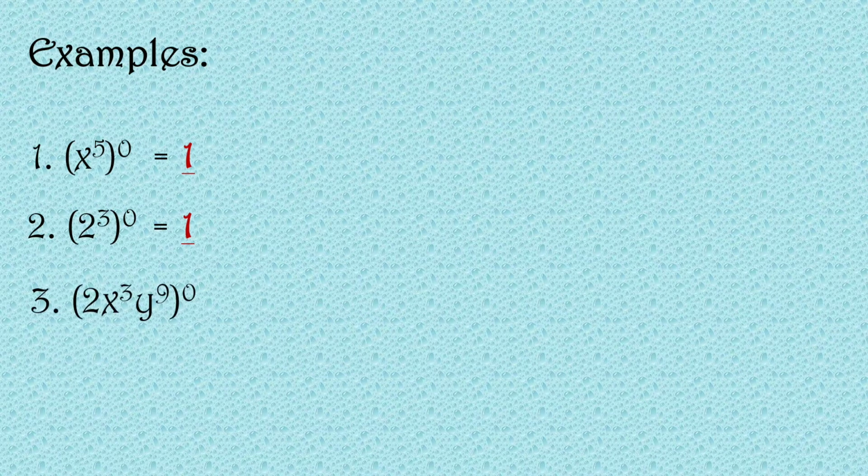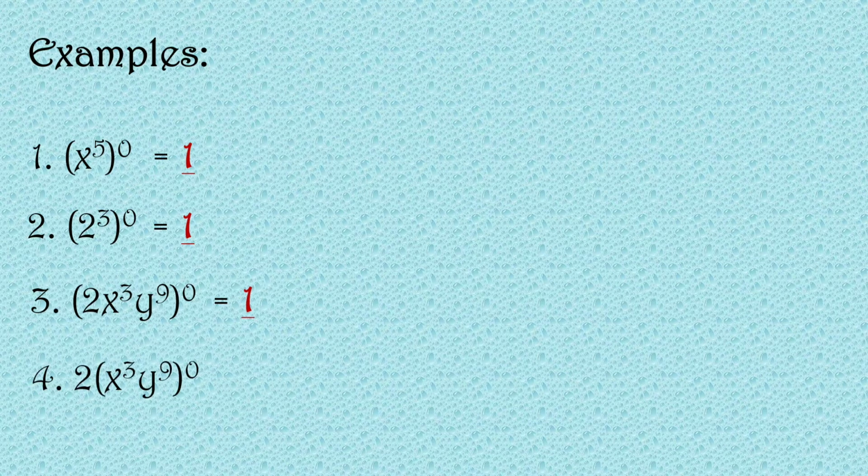So, examples tayo. So, x raised to 5 raised to 0. So, automatic 1 ang sagot. So, 2 raised to 3 raised to 0. Siyempre, 1 pa rin ang sagot. Number 3, quantity 2x cubed y raised to 9 raised to 0. So, 0. So, ang sagot ay 1 pa rin.